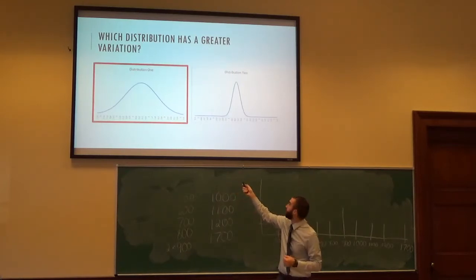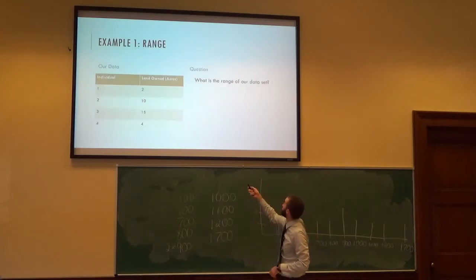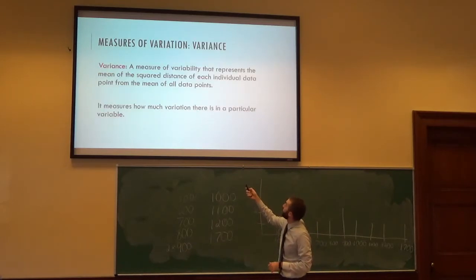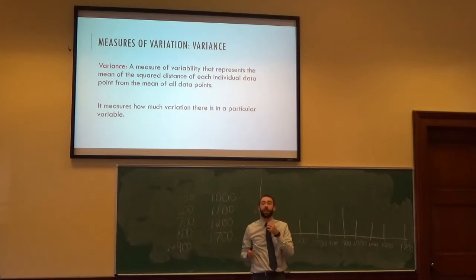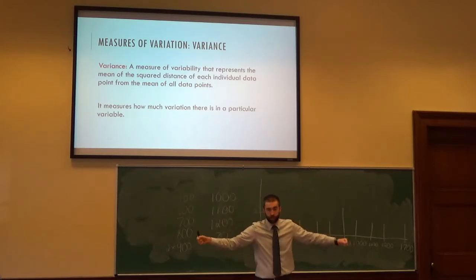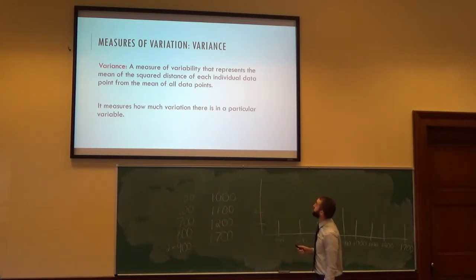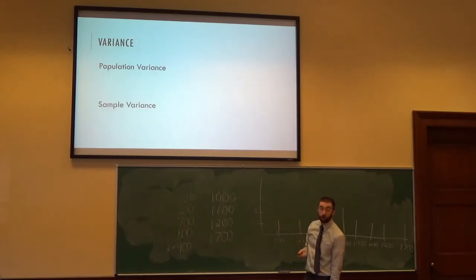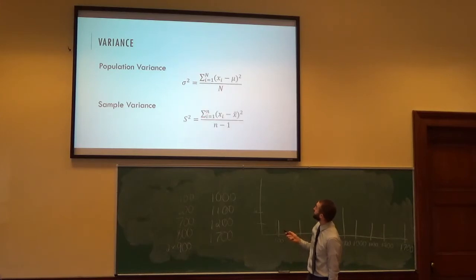Yeah? Okay, so then let's go to another one. All right, so that's range, we just did that. Okay, variance. Variance is a measure of how dispersed the data is. So variance is a measure of the variability that represents the mean of the squared distance of each individual data point from the mean of all the data points. It measures how much variation there is in a particular variable. All right, how do we calculate it?